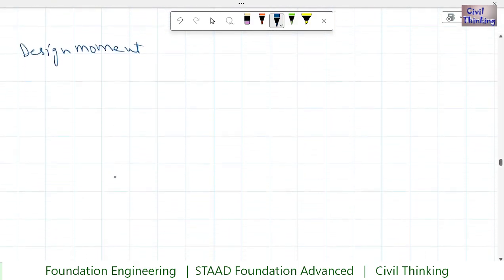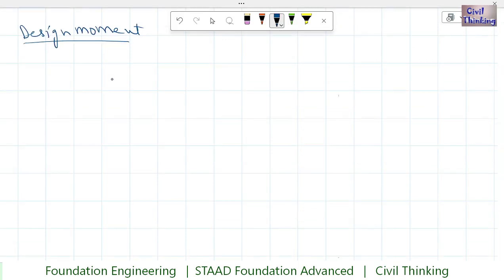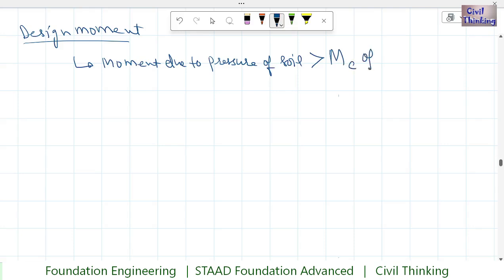So in the design moment, what do we see? We see that the moment due to pressure of soil has to be less than the moment capacity of the footing. Okay, so we do this check. If the moment due to the pressure of the soil is less than the moment capacity of this foundation, then our foundation is safe. To illustrate this, let me draw a diagram.